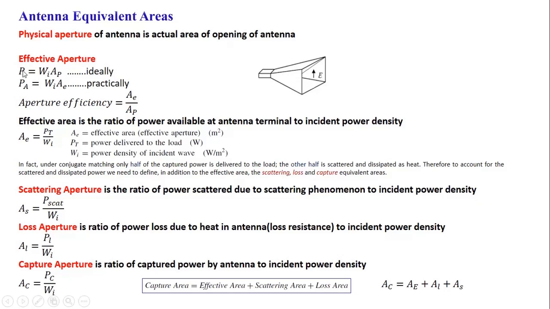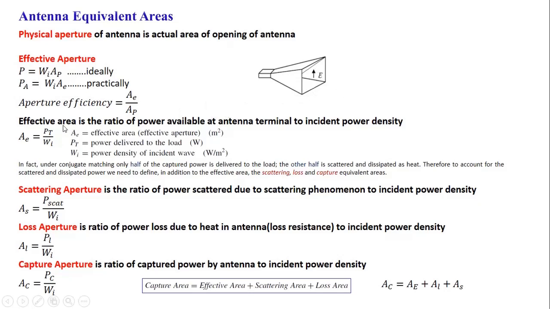So if we consider P as the incident power, ideally what will be the power? It will be equal to the incident power density into the physical aperture. AP denotes the physical aperture. This is the ideal case, but practically this will be denoted as PA equal to the incident power density into the effective aperture, considering the losses that are taking place because of the structure of the antenna.